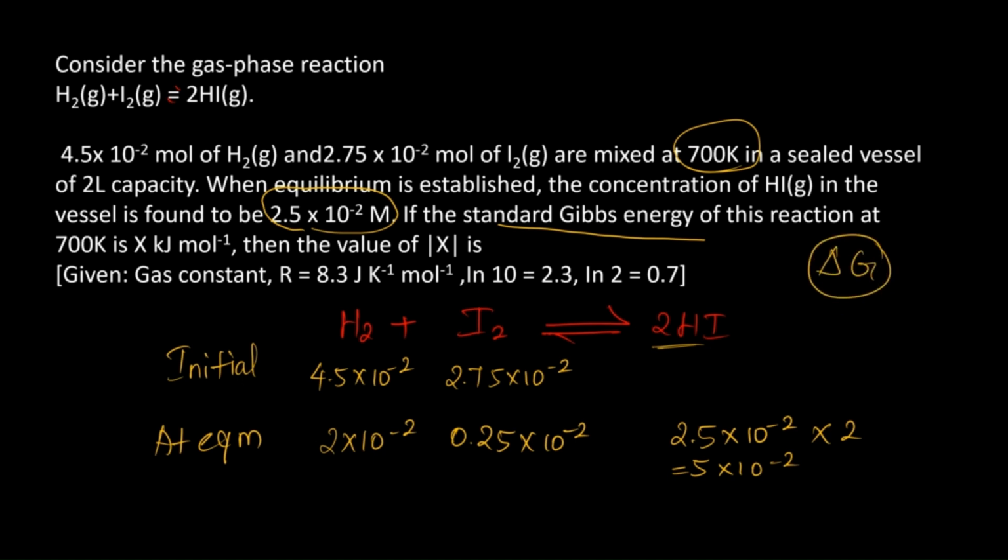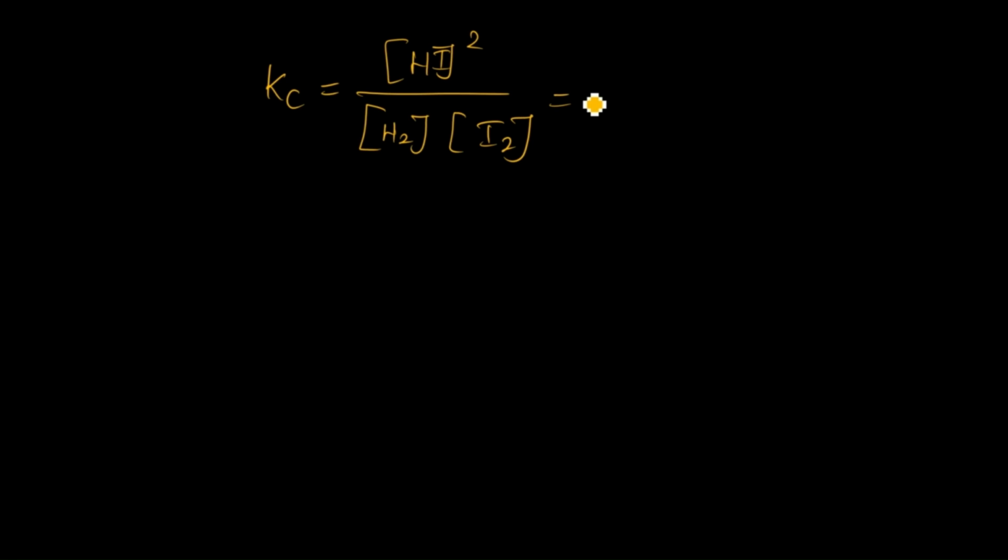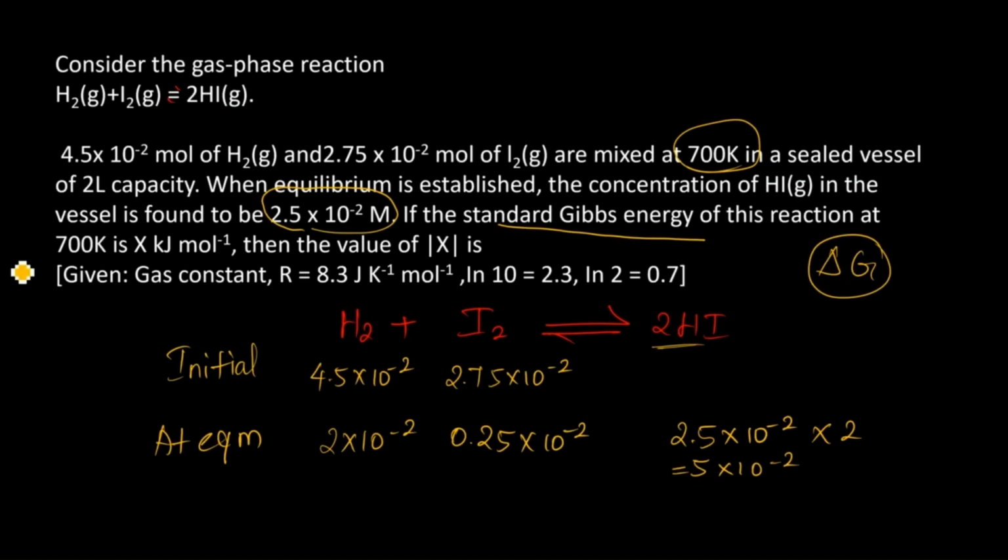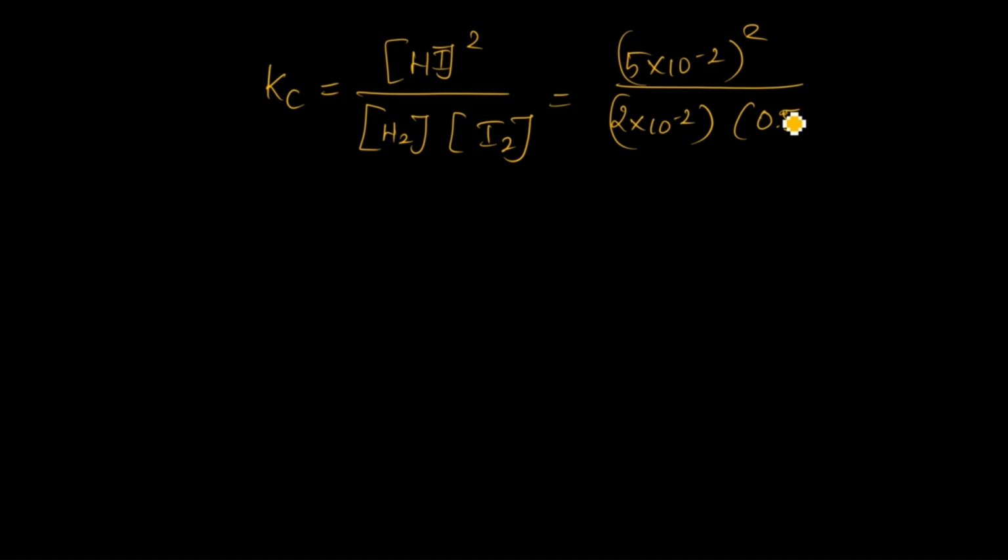So for that, I'm going to use Kc, which is equal to HI concentration squared over H2 concentration times I2 concentration. I'm going to substitute the values over here: 5 into 10 to the power minus 2 squared, over 2 into 10 to the power minus 2, times 0.25 into 10 to the power minus 2, isn't it? So upon doing the calculation, I'll end up with 50. So the Kc value is 50.